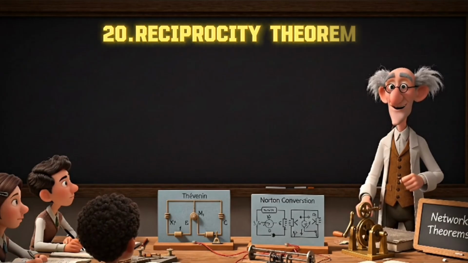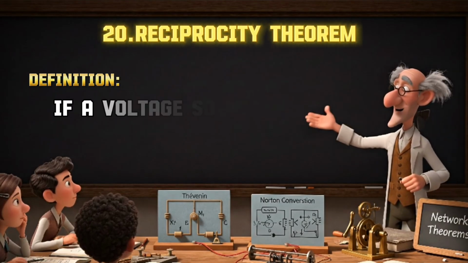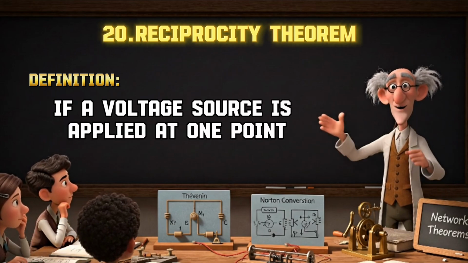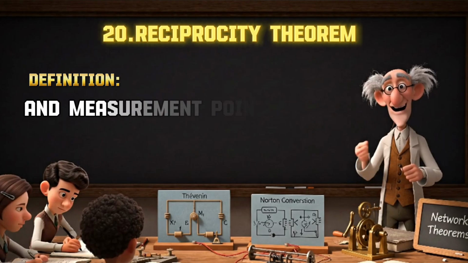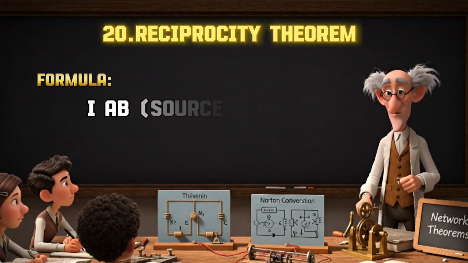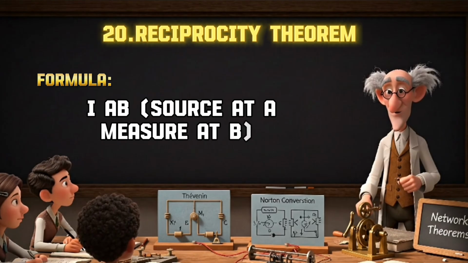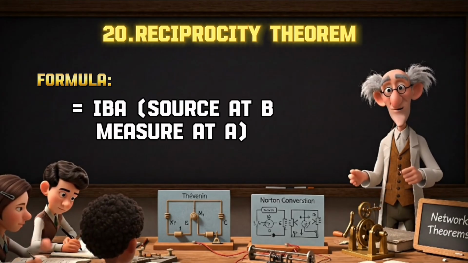Reciprocity theorem. Definition. In a linear, bilateral network, if a voltage source is applied at one point and the current is measured at another, then swapping the positions of the source and measurement point will produce the same current. Formula. IAB, source at A, measure at B, equals IBA, source at B, measure at A.